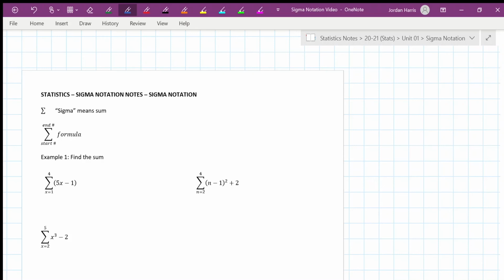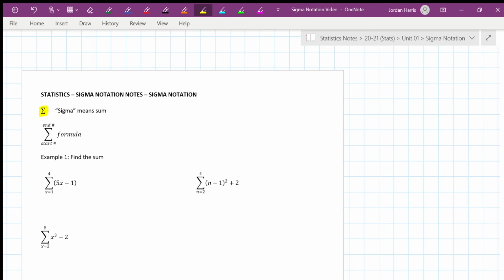This is sigma notation notes. Sigma is this Greek letter. It's a capital Greek letter. It looks kind of like an E. And sigma means sum. Now, this is not in your book.